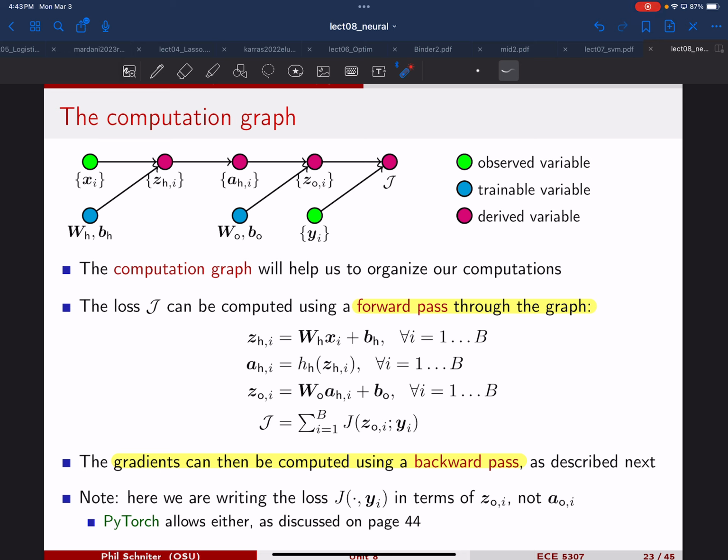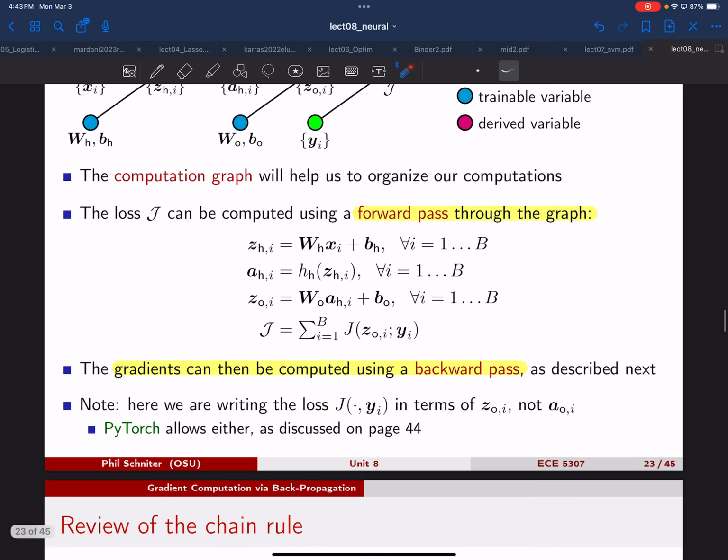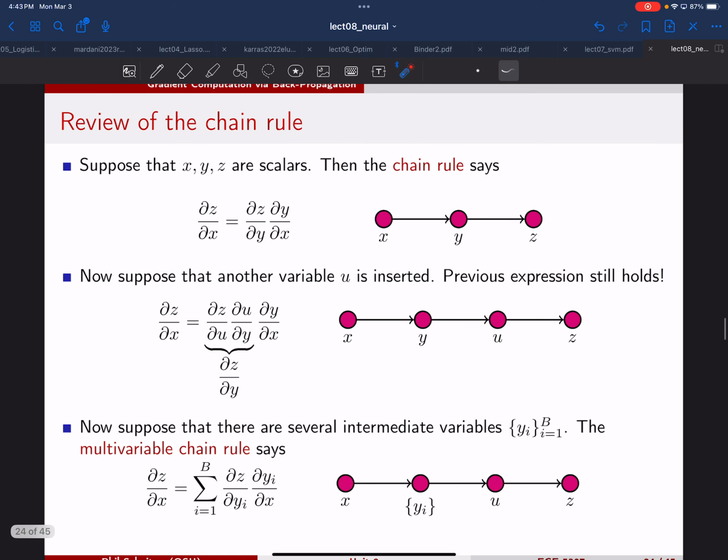Okay, so all right, are we good so far? Okay, so then before we move on, let's talk again about the chain rule. And now we'll talk about it with the aid of a computation graph. So in this computation graph, you can see that Z depends on Y and Y depends on X.